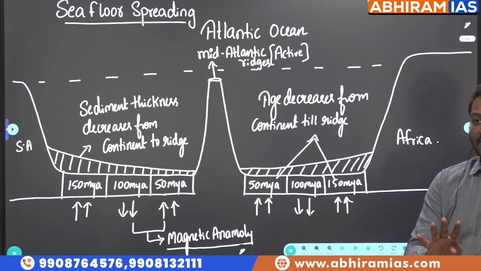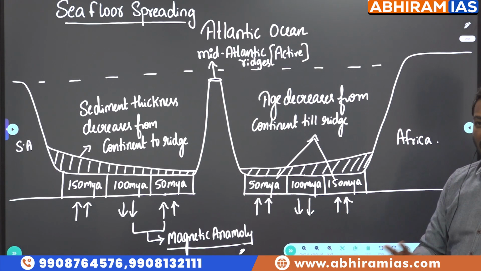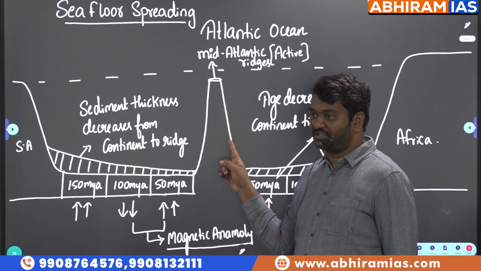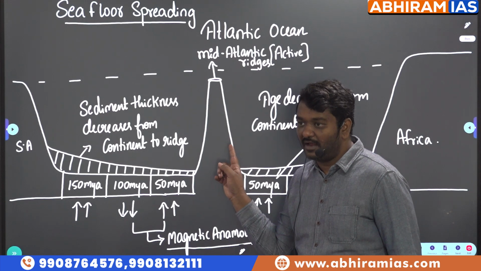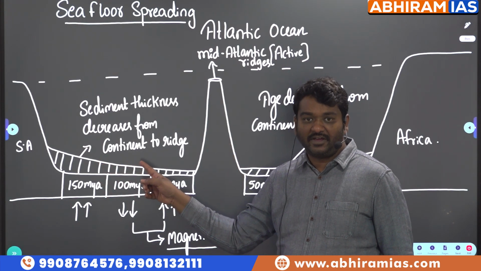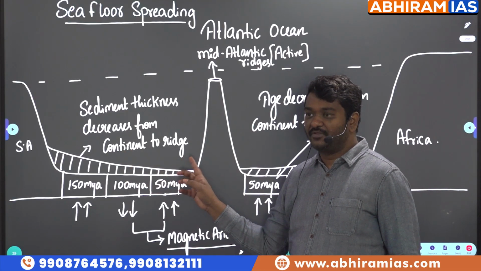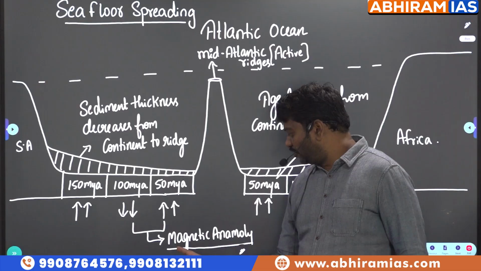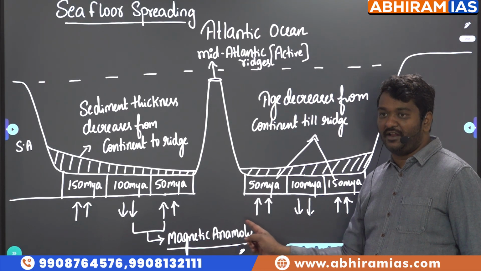What are the 4 points of seafloor spreading? Exactly at the center, what do you have? Mid-Atlantic ridge. Are they active or passive? Active. Second, sedimentary thickness decreases from where to where? Continent to the ridge. Third, age decreases from where to where? Continent till the ridge. Fourth, there will be magnetic anomaly.